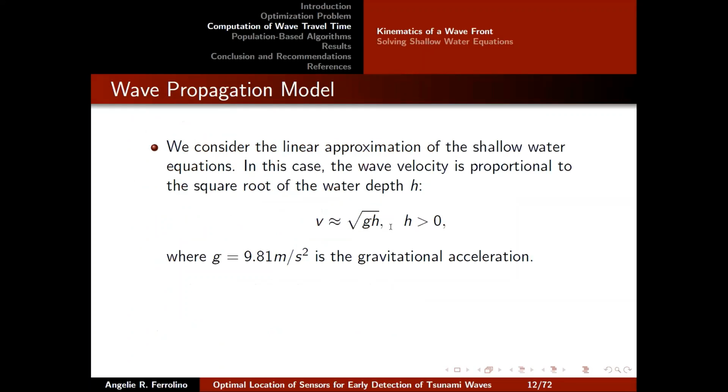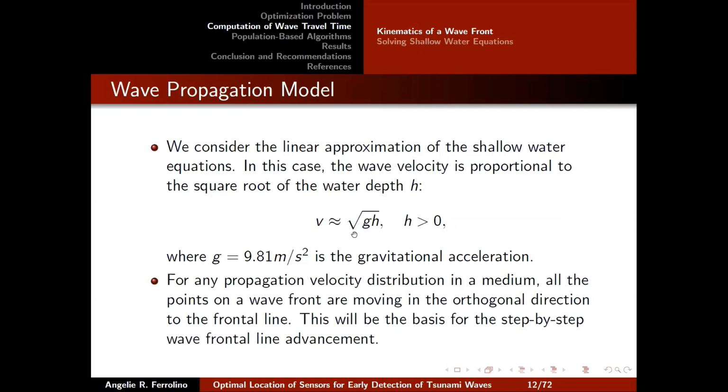So for this method, we will consider the linear approximation of the shallow water equations. In this case, we have this as the approximation of the wave velocity. G here is the gravitational acceleration equal to 9.81 meters per second squared, and H is the water depth. Note that for any propagation velocity distribution in a medium, all the points in a wavefront are moving towards the orthogonal direction. And this will be our basis for the step-by-step wavefrontal line advancement.